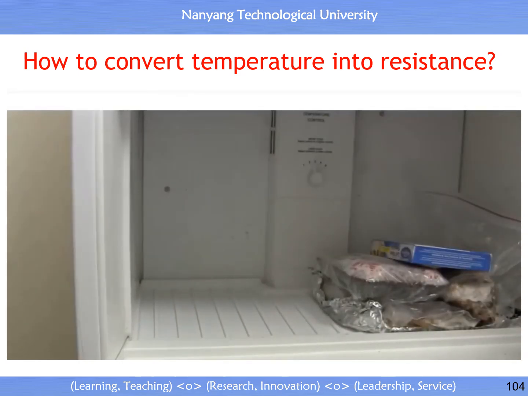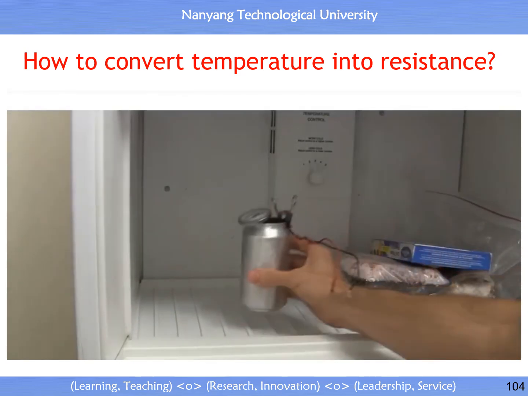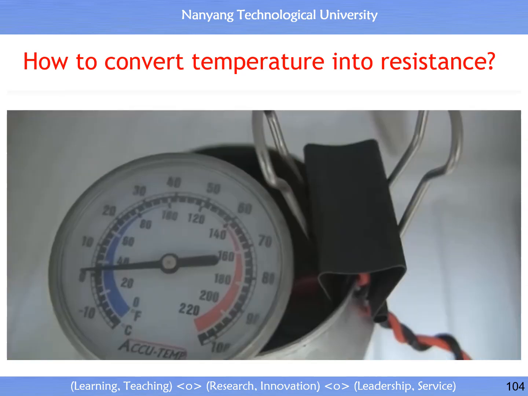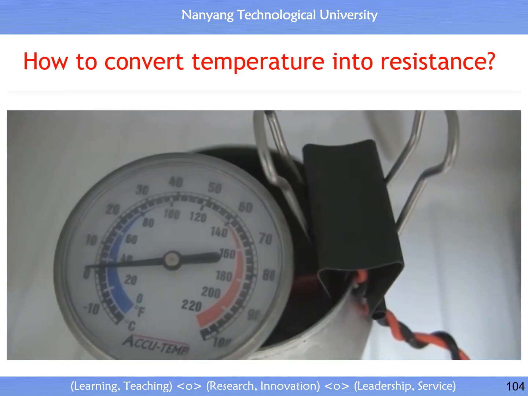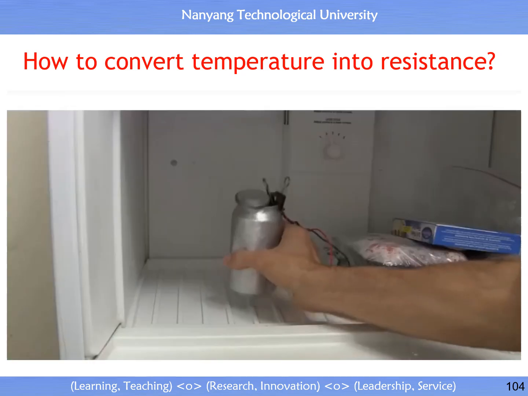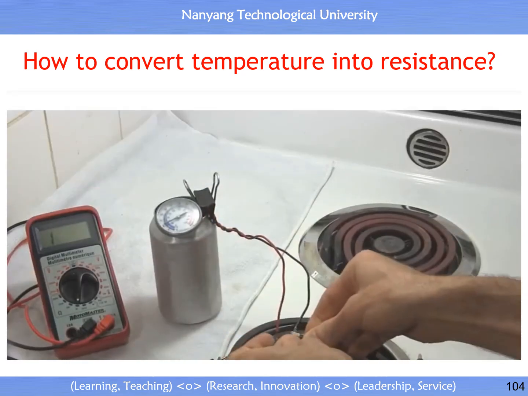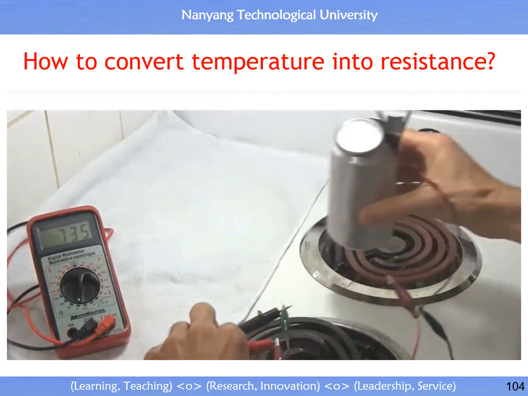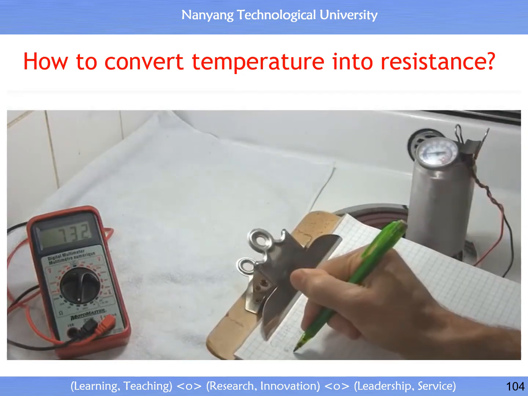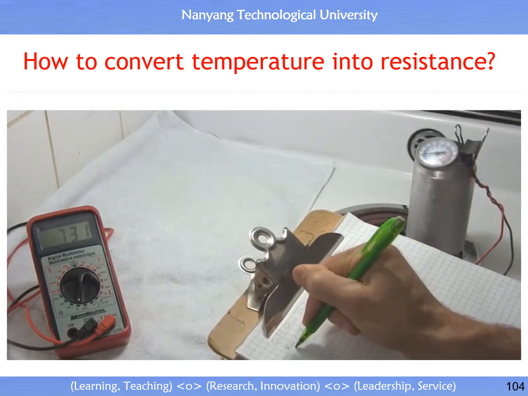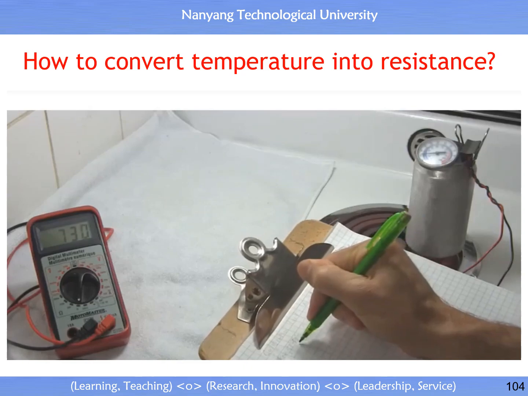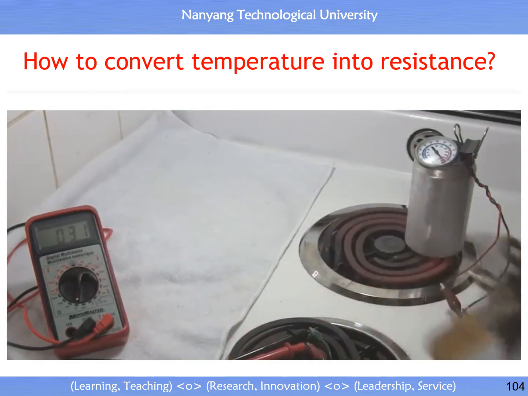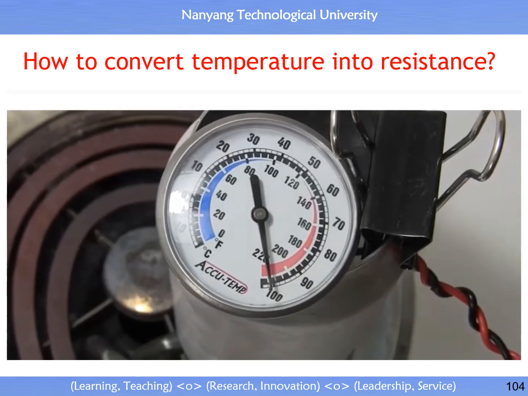For my purposes, I needed to know the resistance to temperature values for temperatures near the freezing point of water. So I put the whole thing in my freezer until the thermometer read near 0 Celsius, or 32 Fahrenheit. Then I took it out, connected my meter to measure resistance, and put it on my stove heating element. I then started recording the resistance on the meter and the corresponding temperature on the thermometer as the stove element heated up the water. I stopped once it reached boiling, which is 100 Celsius or 212 Fahrenheit.